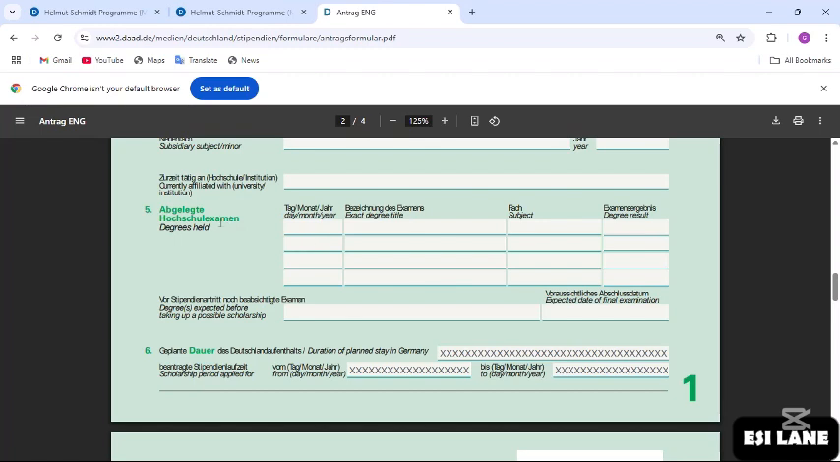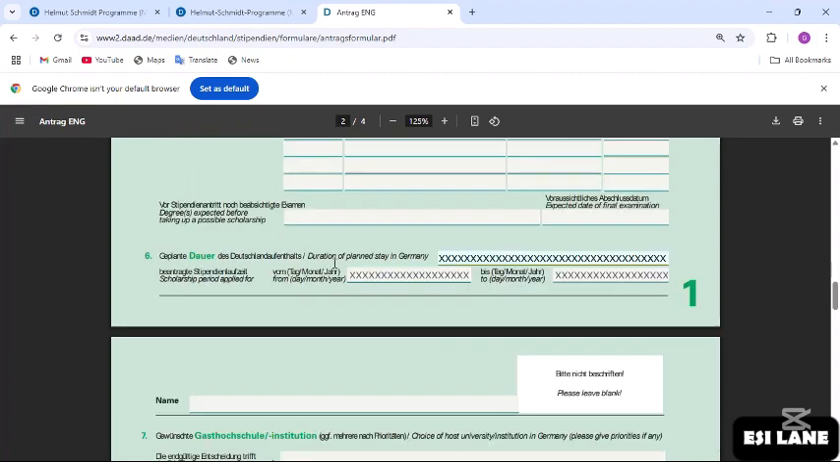If you have more than one degree, you can just fill this here. If after your secondary school education, you had a diploma before you went for your degree and you think your diploma is relevant to this application or the program you studied is relevant to this application, you have to write that here too. Then here it says degrees expected before taking up a possible scholarship. This is also for those who are still in the school. So you write that here, and expected date of final examination, you write it here.